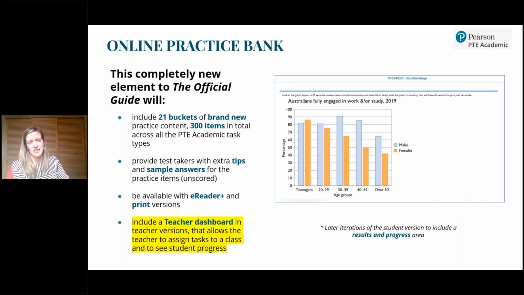The last point I want to make, another feature of the official guide that's coming, is the online practice bank. So ultimately, we have 300 different questions that your learners can go through to practice the task types, to give them more practice on the computer. These are unscored, but it still gives them the opportunity to go through the questions and have a look at sample responses as well, so they can see what we gauge as a good, strong sample answer.